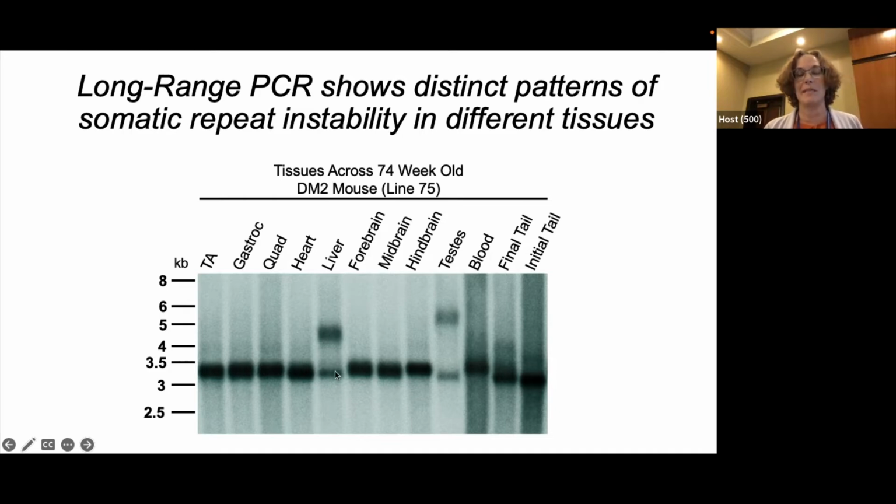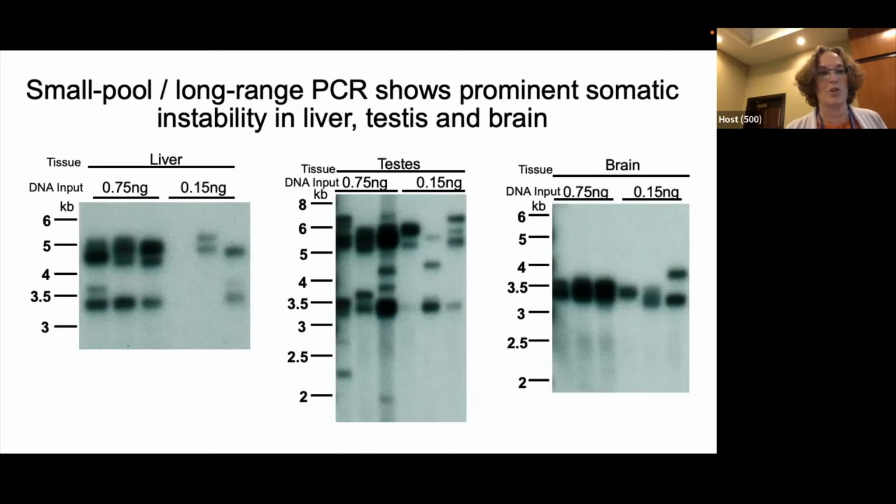And this is a PCR-based assay. So Avery's following this up with Southern-based assays to make sure that he's getting the whole picture of the repeat instability. But clearly there is somatic instability, and it seems to be quite variable in different tissues. And so when he does small pool PCR, he sees repeat instability that looks like it did in the previous slide. And this will allow him to get more precise estimates of just how variable the repeat length is in different tissues. But it seems to be largest right now in the liver and testis, and less repeat instability in the brain so far.